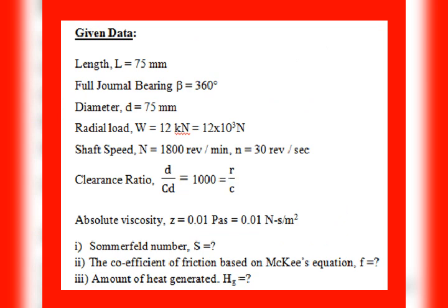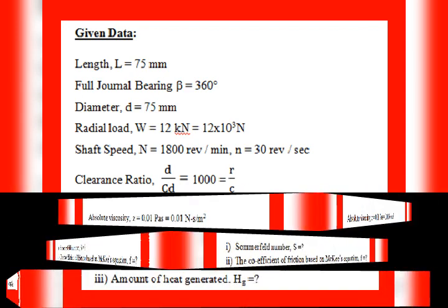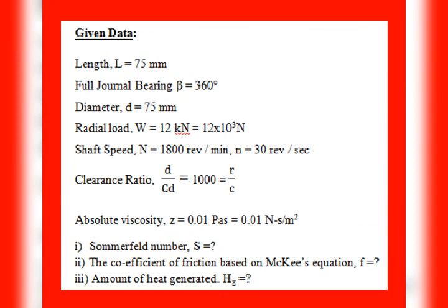A 75 long full journal bearing. So length of the bearing he has given 75, full journal bearing, then beta is equal to 360 degree, of diameter 75. So diameter of the journal bearing also given, that is 75. Here one must be clear, we must focus on that. Here length and diameters are same, correct? So the ratio of length to diameter, if it is equal to 1, then it is called as square bearing. So it is a type of problem belongs to square bearing.